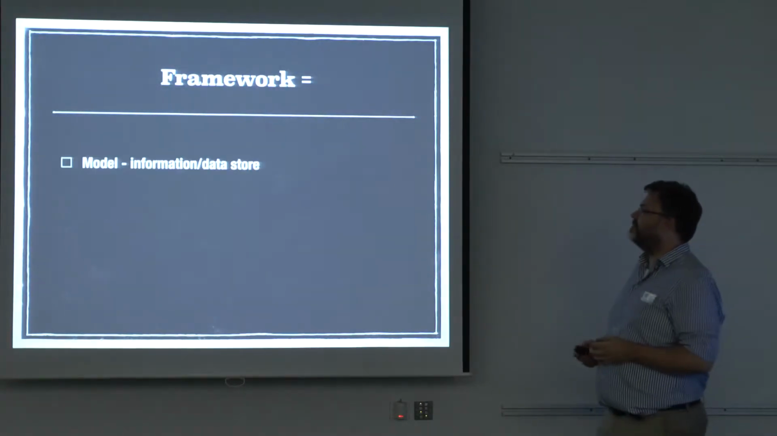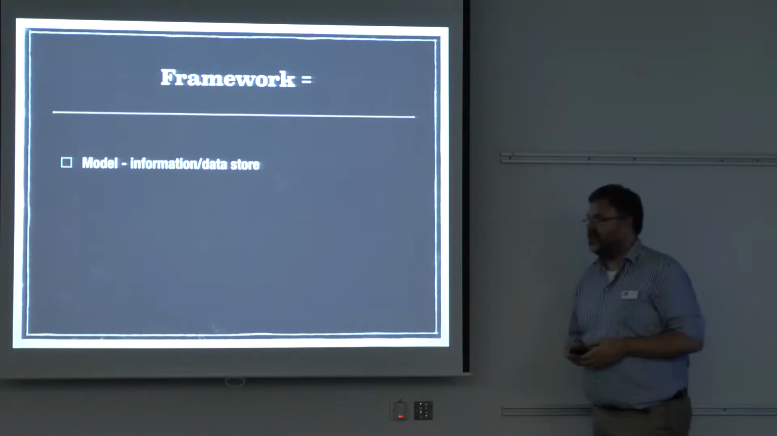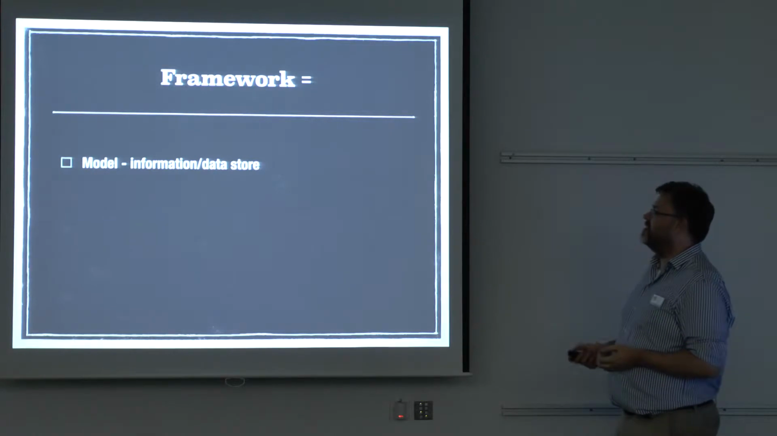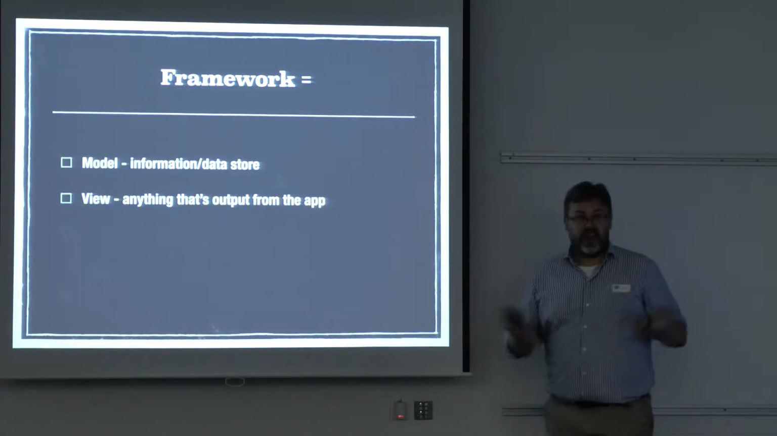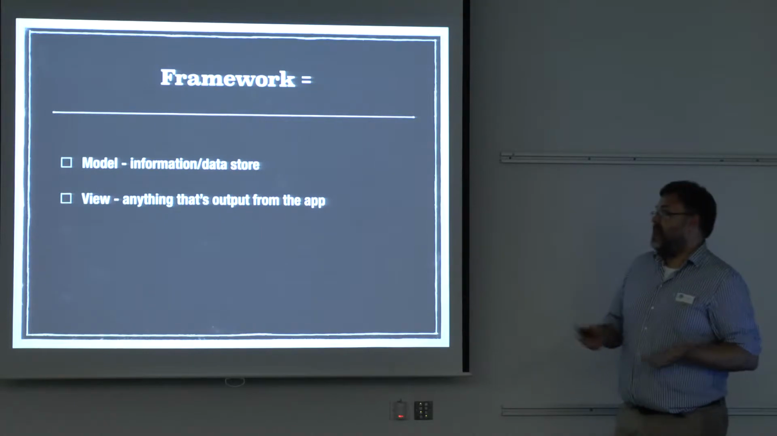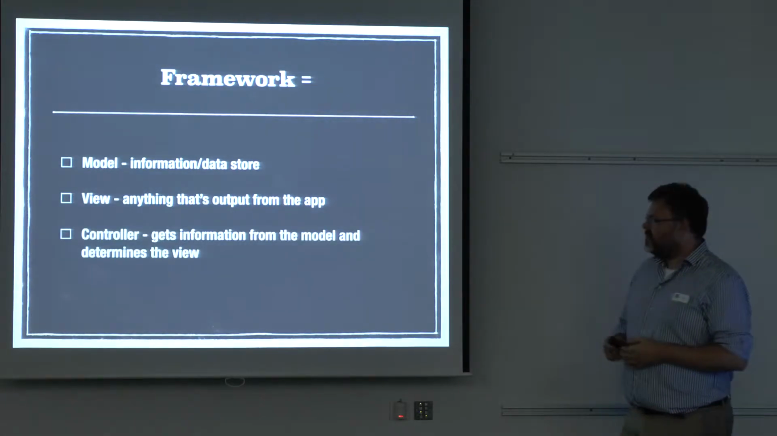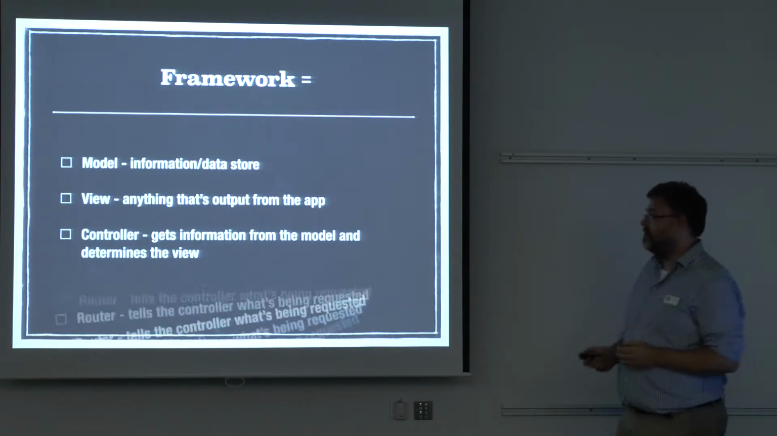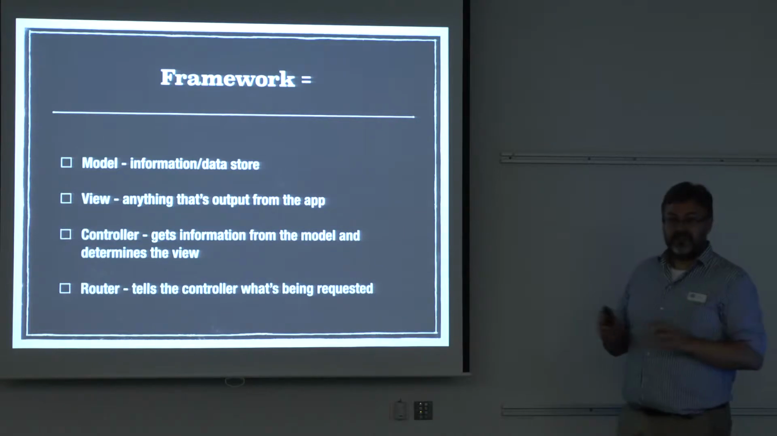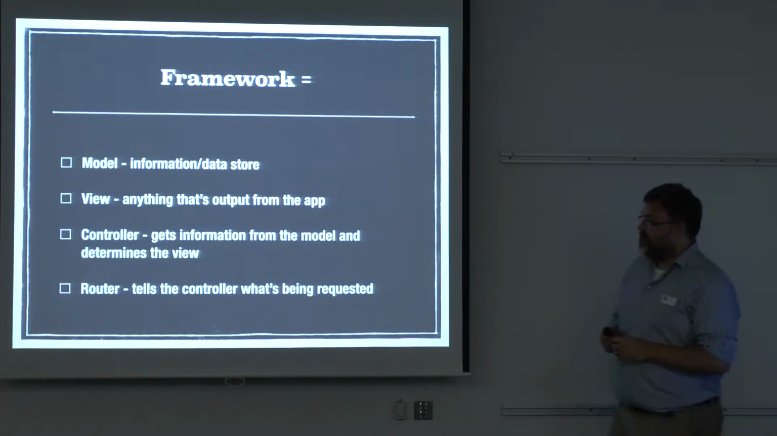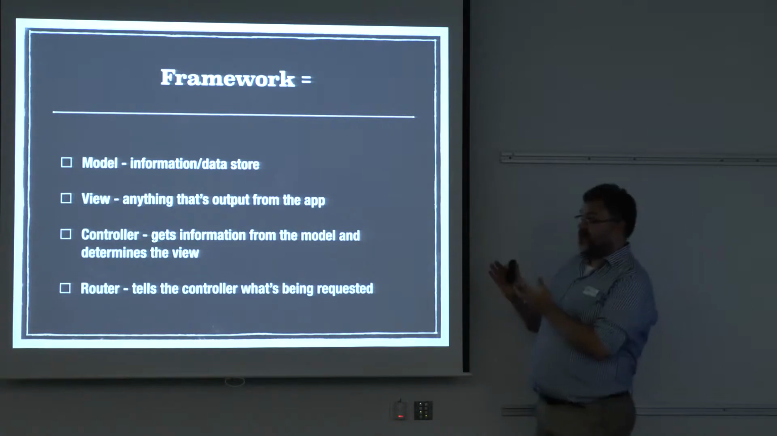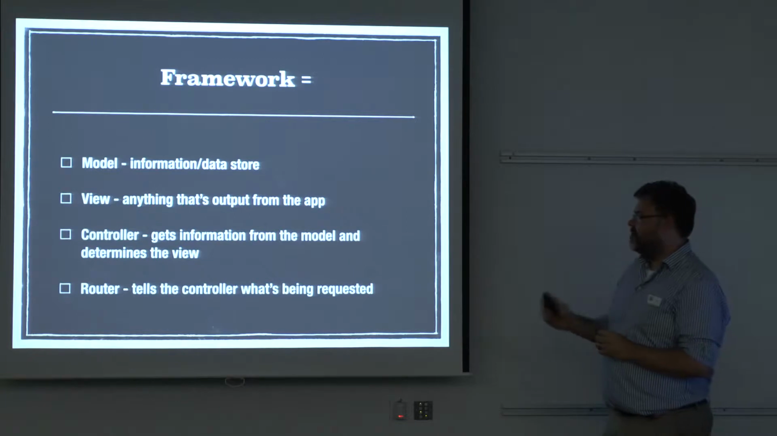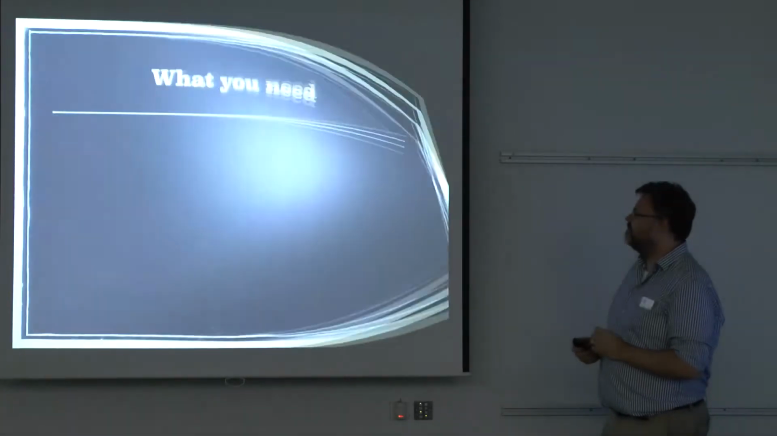So what is a framework? Frameworks are made up of different components. We've all heard the phrase MVC, Model View Controller. The model is your information data store. There's a view, which is anything that's output from the app. That could be API information, or that could be a web page. There's a controller, which gets the information from the model and determines which view to send it to. And then there's the other one that people forget about because they just think of MVC, which is the router. What the router does is it takes the request and decides which controller to use and what to tell the controller to do. So that's a very key component. That's almost the first thing we need to do.